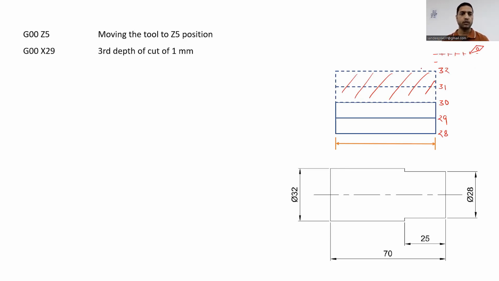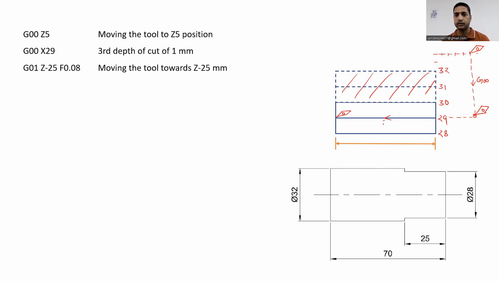Now we are moving the tool with rapid traverse to the X29 location. It means this is our X29 diameter value. Now we are moving the cutting tool from this location to this location with rapid traverse, because there is no contact of the cutting tool right now with the workpiece. And now we are moving the tool from this location to Z minus 25, from here to here, with G01 code, and this is the third depth of cut.